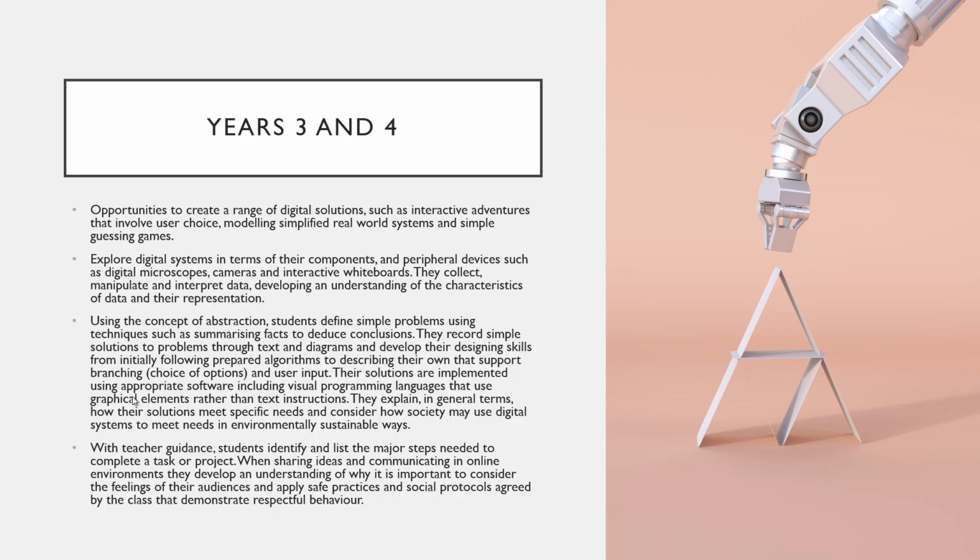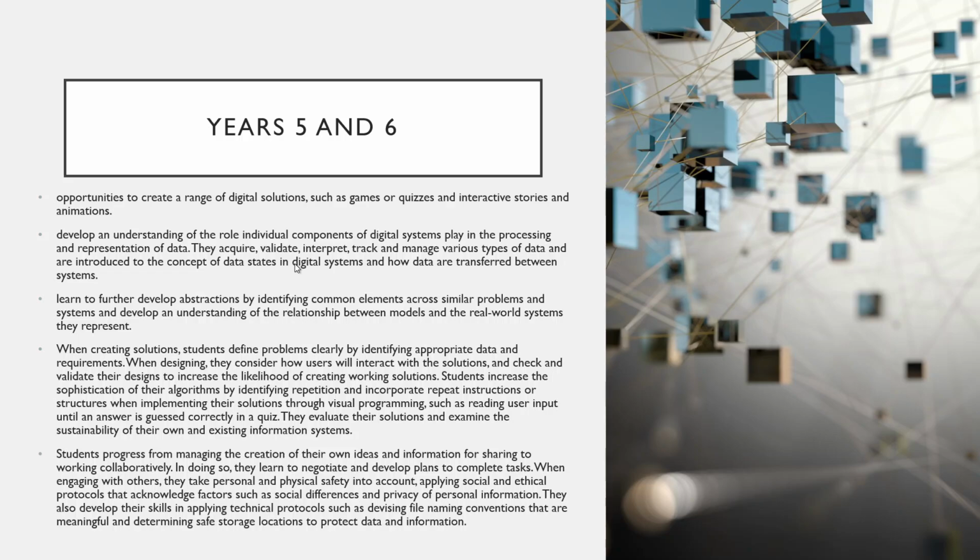And years 5 and 6 really get into more abstract ideas, having different representations of data across different forms of graphs and images, transferring stuff across systems, identifying problems in algorithms and making adjustments. So that kind of idea of critical analysis and problem solving is really, I guess, consolidated in years 5 and 6.